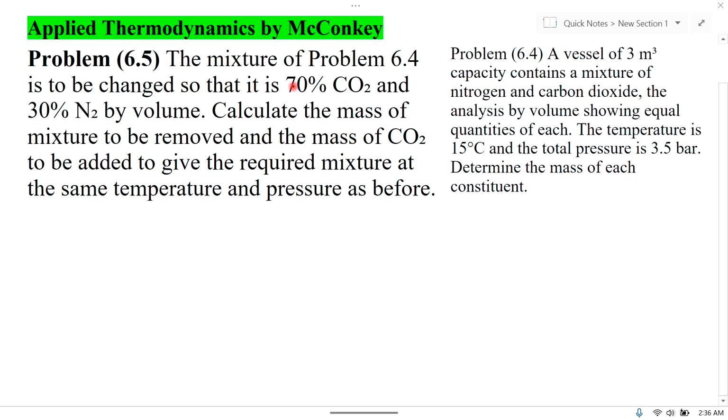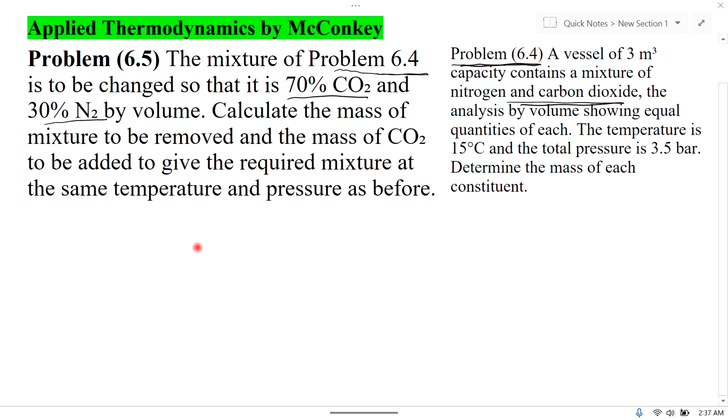The statement of the problem is the mixture of problem 6.4, which means that a reference to problem 6.4 is given, is to be changed so that it is 70% CO2 and 30% N2 by volume. In problem 6.4, there is equal volume of nitrogen and carbon dioxide, meaning 50% nitrogen and 50% carbon dioxide. But in problem 6.5, carbon dioxide is 70% instead of 50%, and nitrogen is 30% instead of 50%.